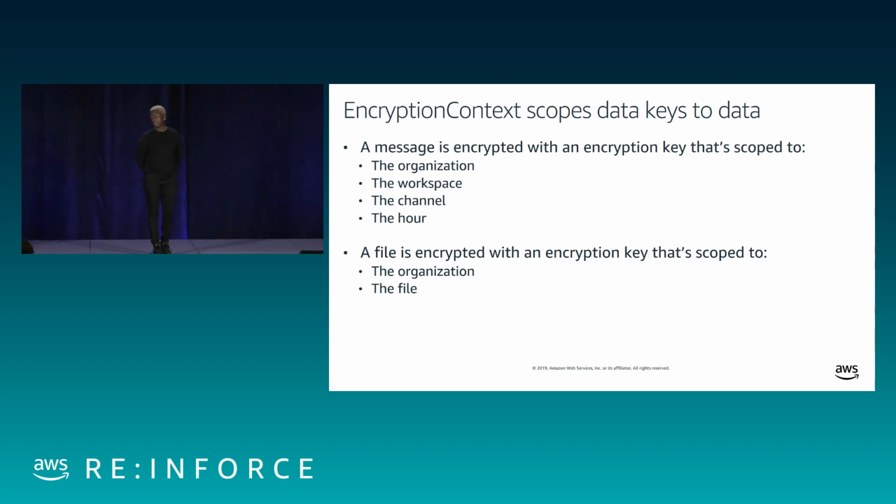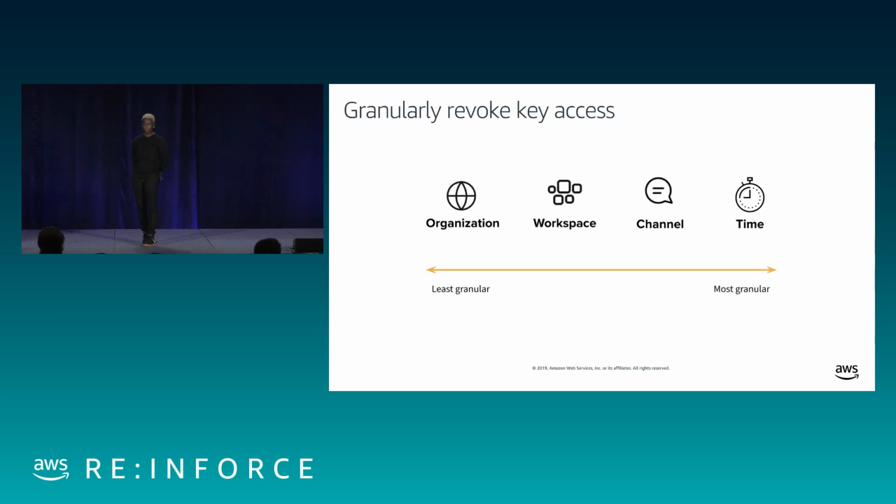Every piece of message or file related data is encrypted with some combination of those keys. For a message, the combination is organization, workspace, channel, and hour, because a message is written within a channel at a particular time on a workspace that's part of an organization. And a file is encrypted with the organization and the file scope. One last thing to note here is that every piece of data has to be encrypted with a scope of at least the organization. And I'll show some key policies later that ensure that's actually happening. If you think about the granularity of these scopes, the organization is the least granular, and the time would be the most granular key scope.